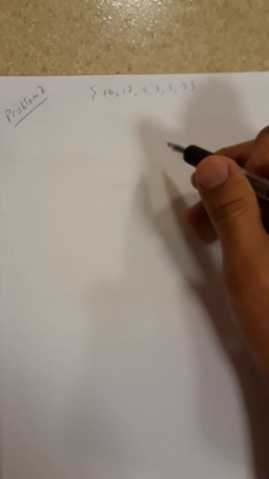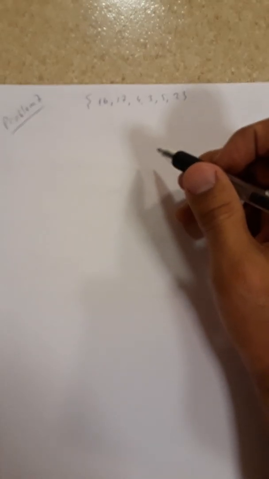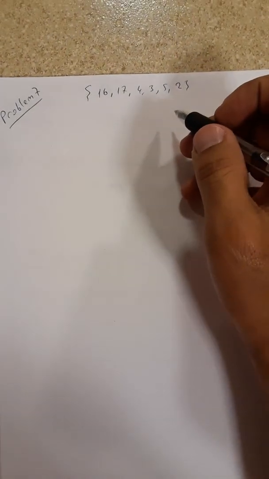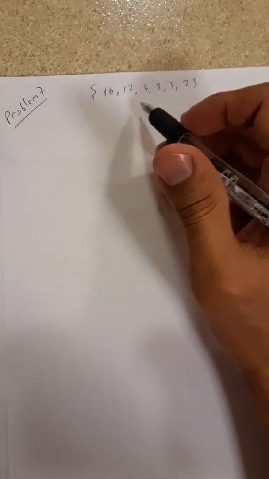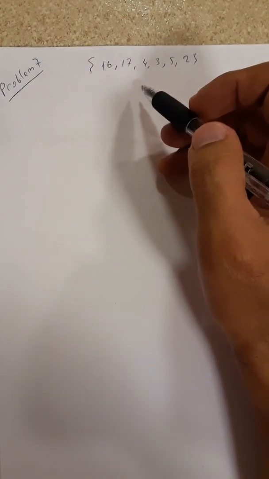Hello, here is problem number 7, and here we have an array of unsorted integers and we have to print all the leaders in this array. Leaders are the numbers who are the greatest compared to the other numbers on the right side.